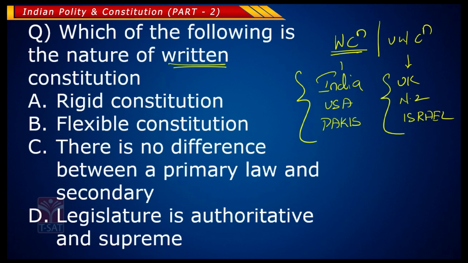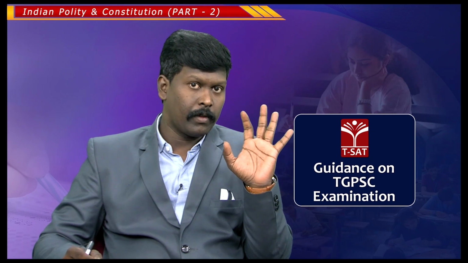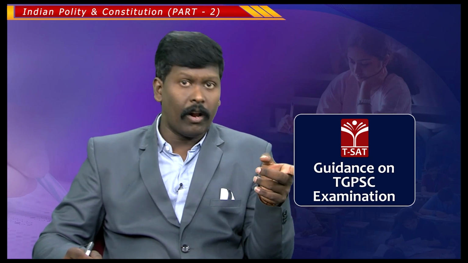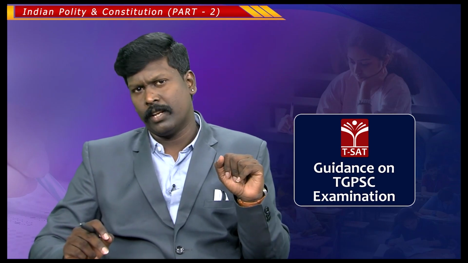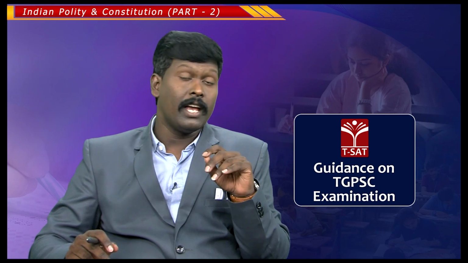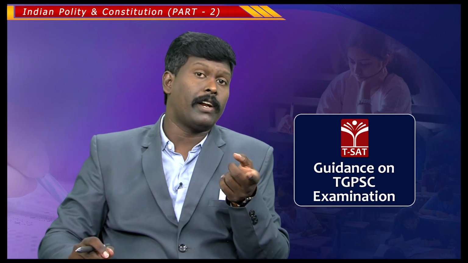Now look at this, written constitution. In a written constitution, judiciary is supreme. In an unwritten constitution, legislature is supreme. In a written constitution, the constitution is written at once in history, and there is a difference between primary law and secondary law. But in unwritten constitution, all laws are considered primary laws because legislature is supreme, right? There are no secondary laws. In a written constitution, constitutional amendment is rigid. In an unwritten constitution, constitutional amendment is flexible.